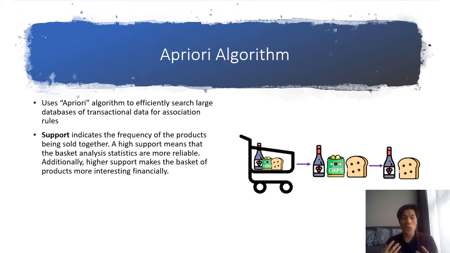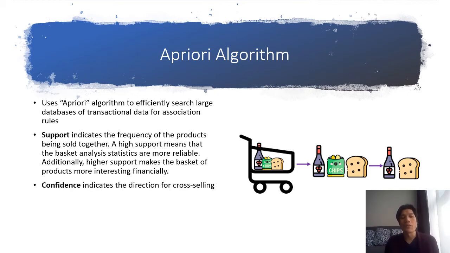Now there are three important things that the apriori algorithm gives, which is support, which indicates the frequency of the products sold together. High support means that the basket analysis statistics are more reliable. Additionally, high support makes the basket of products more interesting financially, because then you know that this and this go together since they are always bought together, so you can sell them together.